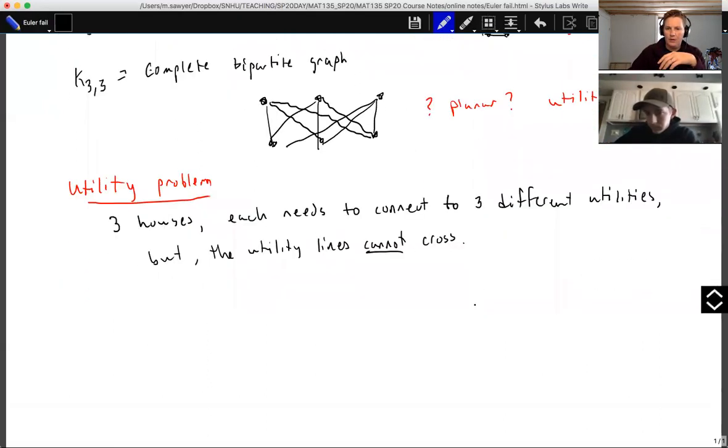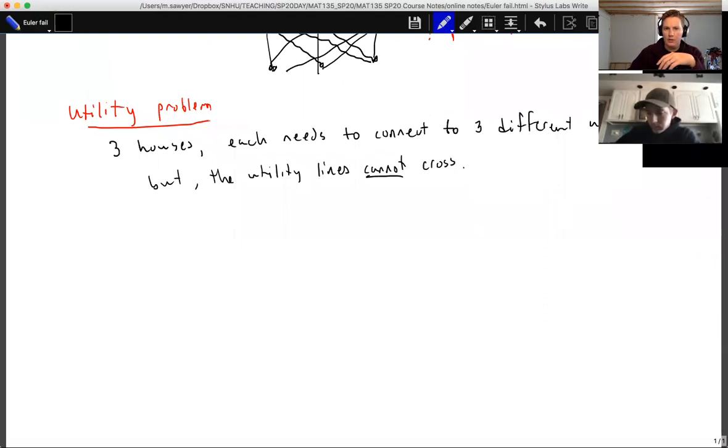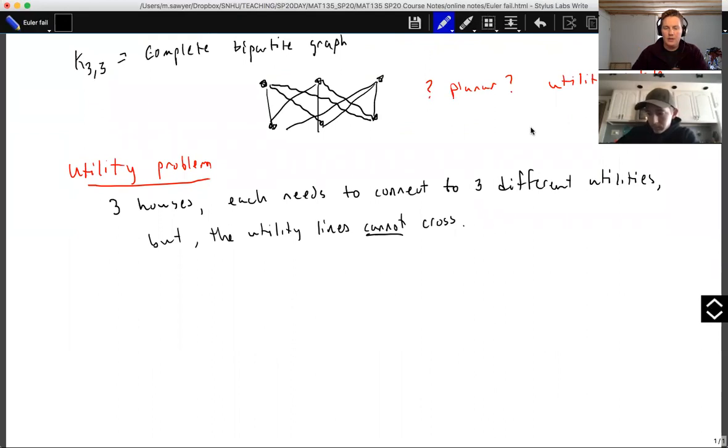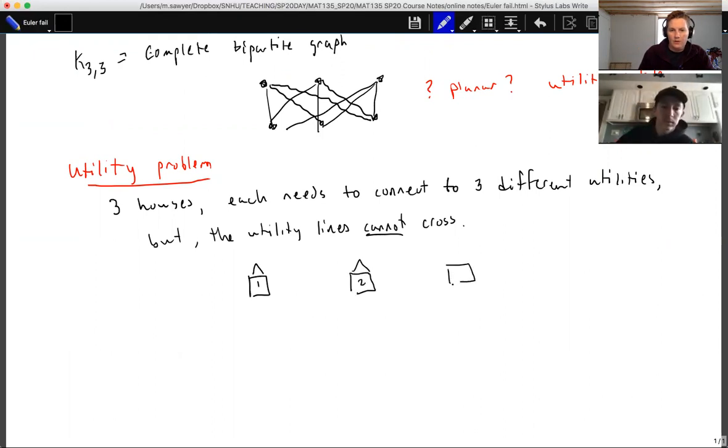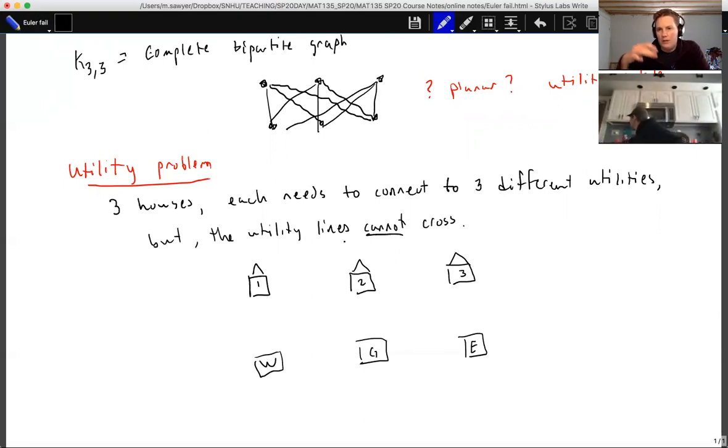So we think about the utility problem as a bipartite graph. We have house 1, house 2, and house 3. And let's suppose we have water, gas, and electricity. So very similar to the K3,3 setup. The houses don't need to be connected to each other, and the utilities don't need to be connected to each other, but they need to be connected across. So this is a perfect setup for a K3,3 bipartite graph.